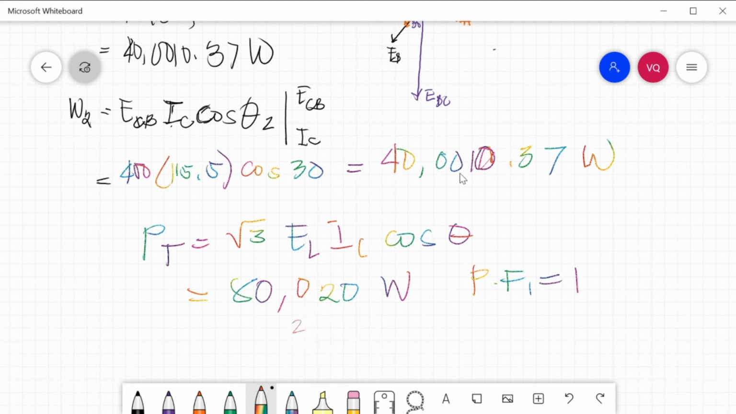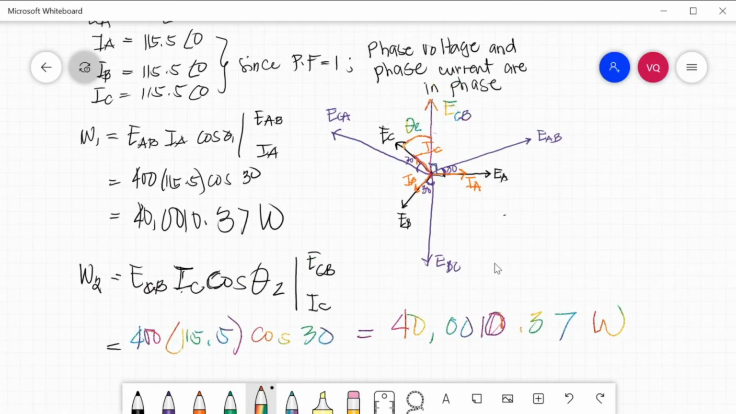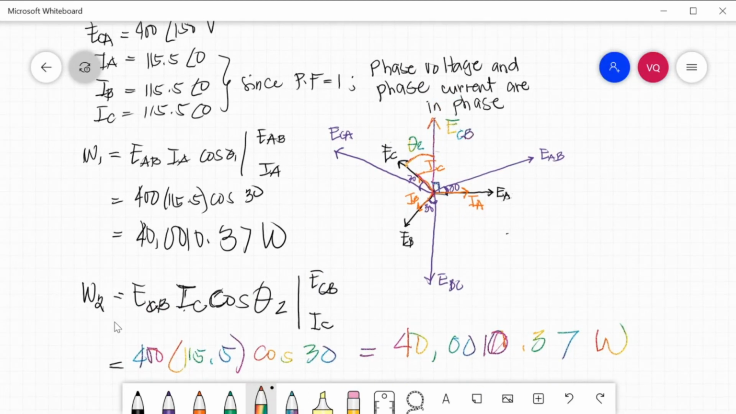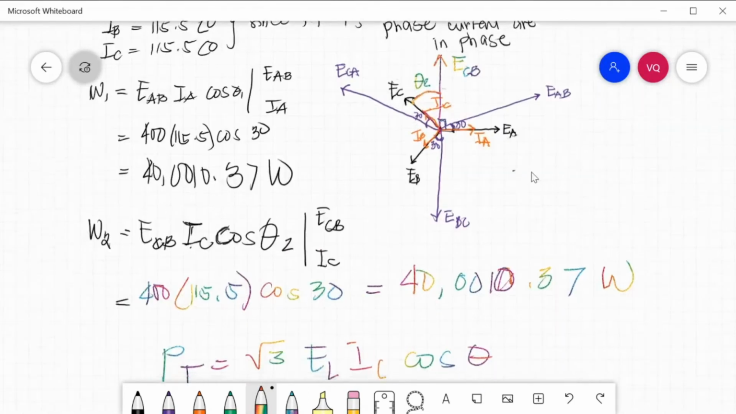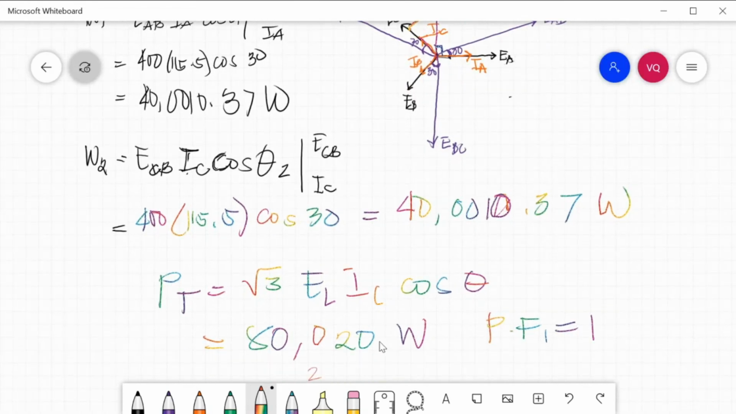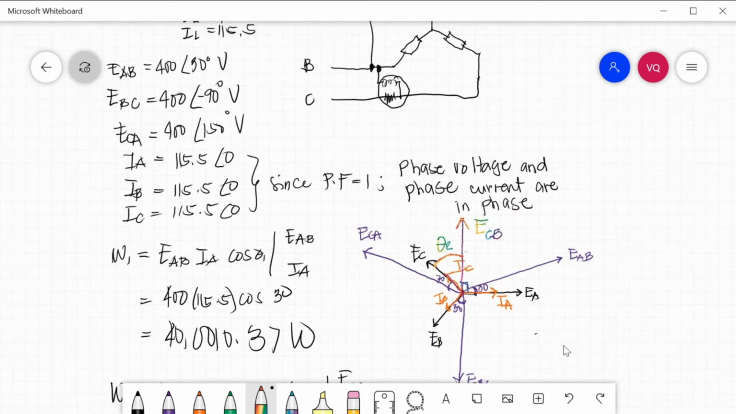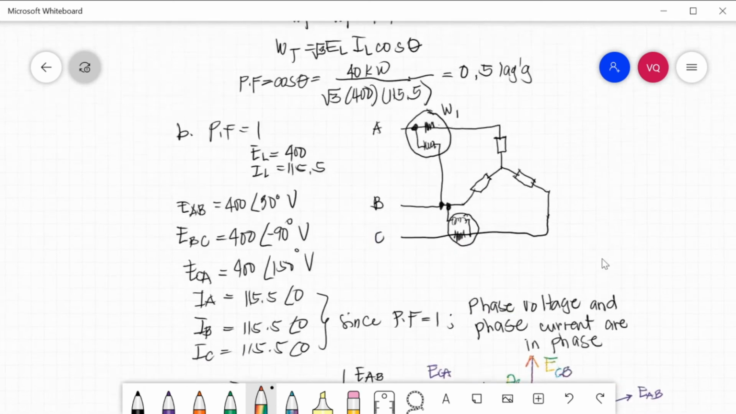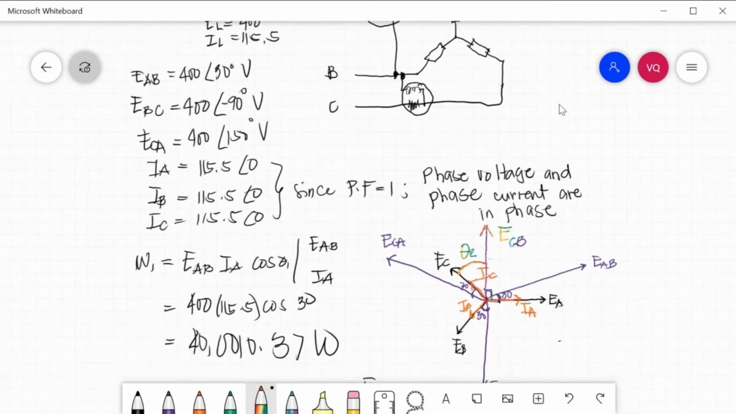Our total power here is just the sum of wattmeter 1 and wattmeter 2, which is equal to 80,020. You can check this using the short method. I only used the long method here, but you can check using the short method.